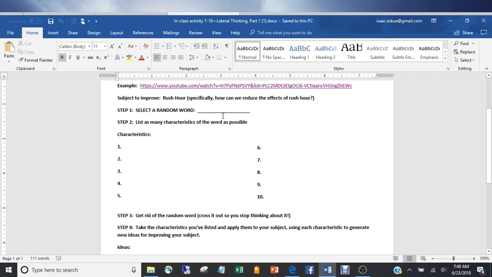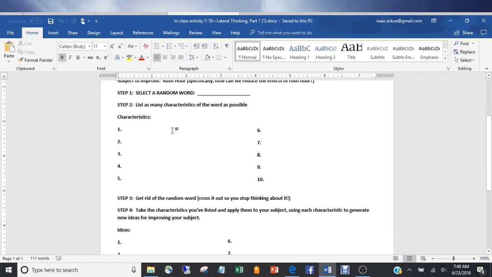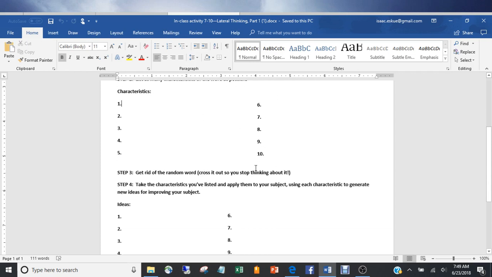And then with that word, we want to list as many characteristics of the word as possible. So think through attributes of how it moves, how it looks, different things that make it unique, maybe a problem that it has, limitations, different types of behaviors that it has, and list down at least 10 of those.